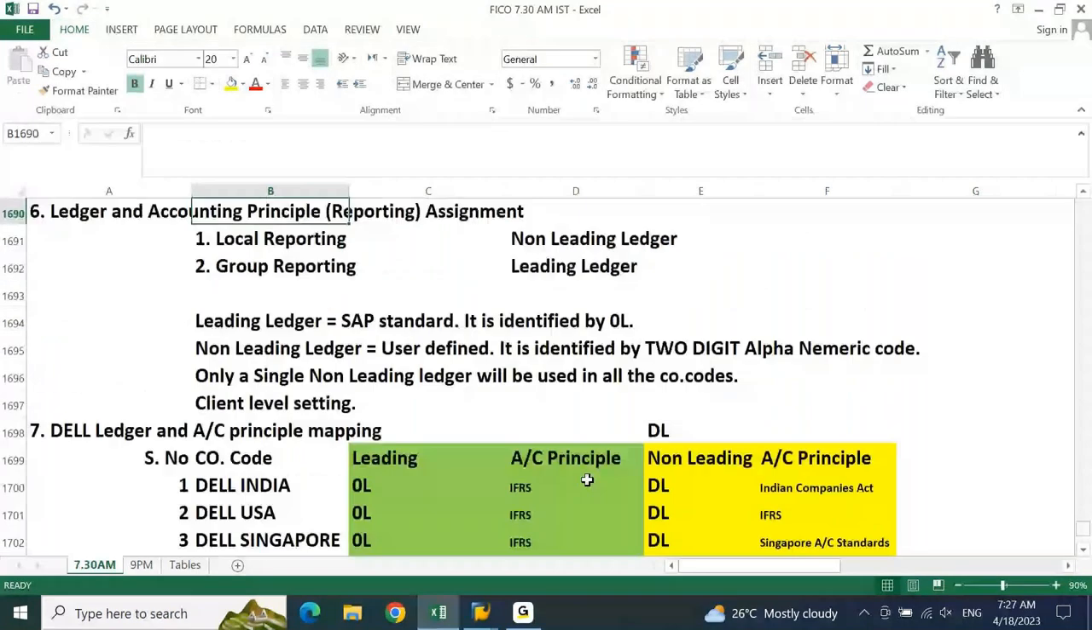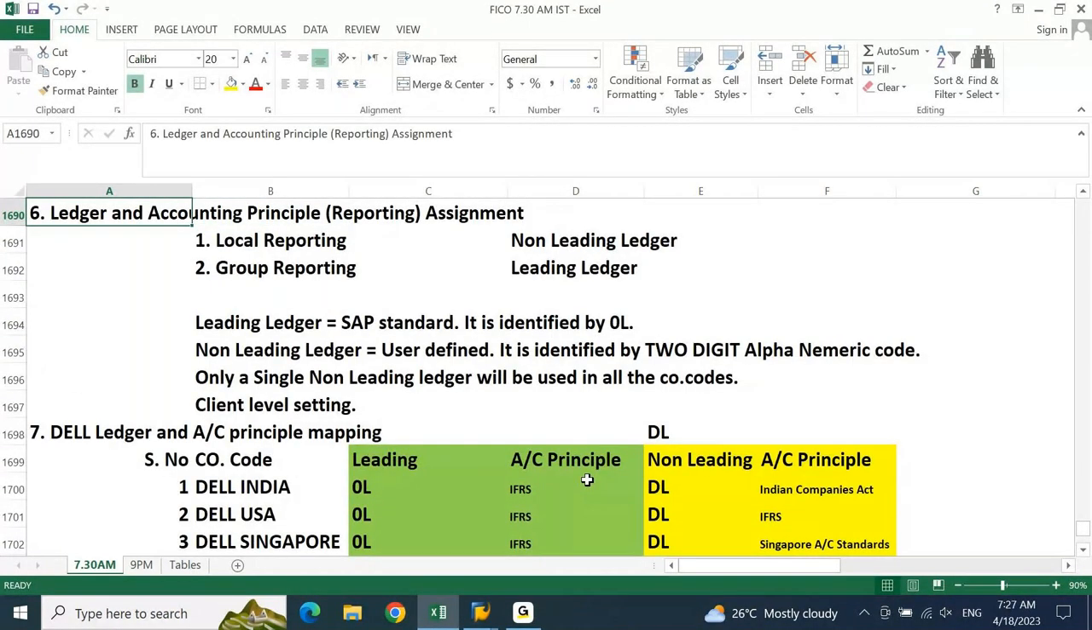This point we were talking in connection with your accounting principle. In every country, we are going to have one local accounting principle. Now, all these country specific accounting principles will be grouped in one common non-leading ledger. And for any other reporting requirement purpose, you can create additional non-leading ledgers. There is no limit on the number of non-leading ledgers you assign to each of your company codes. Because we are not going to pass a manual entry there. Any entry that you post in your normal leading ledger will get copied to all the ledgers that are assigned to your company code.